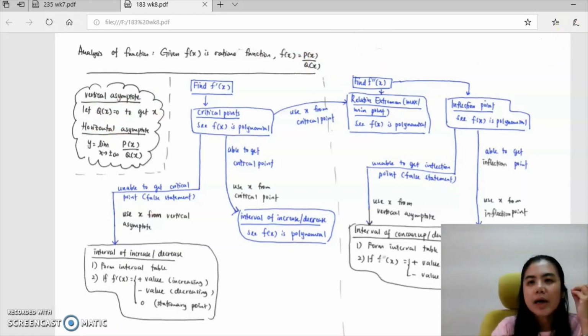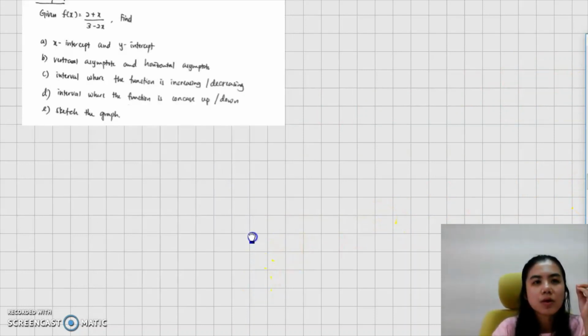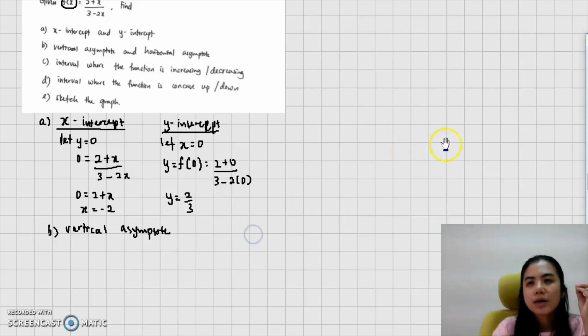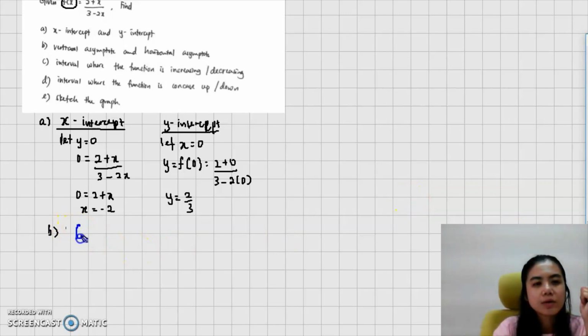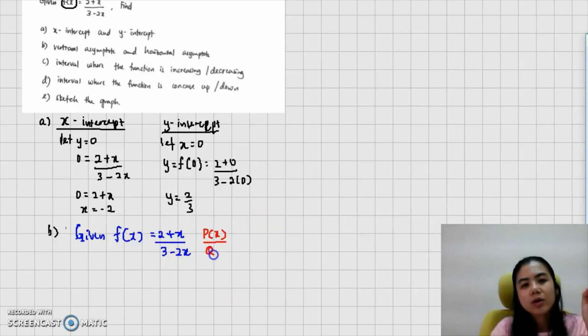So let's look at our example. Let me copy down the function first. You're being given the function f that is (2 + x) over (3 - 2x). Whatever is on the top, that is your p(x). Whatever is on the bottom will be your q(x).